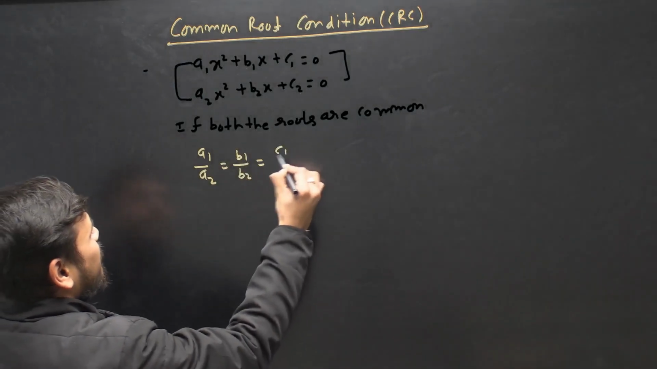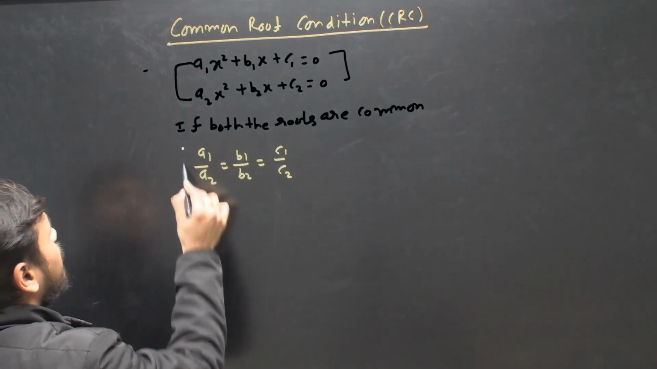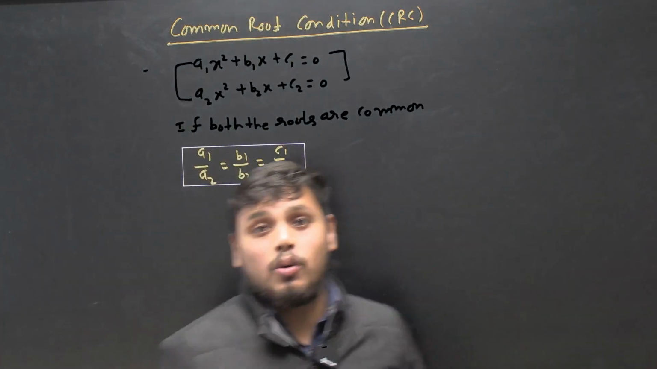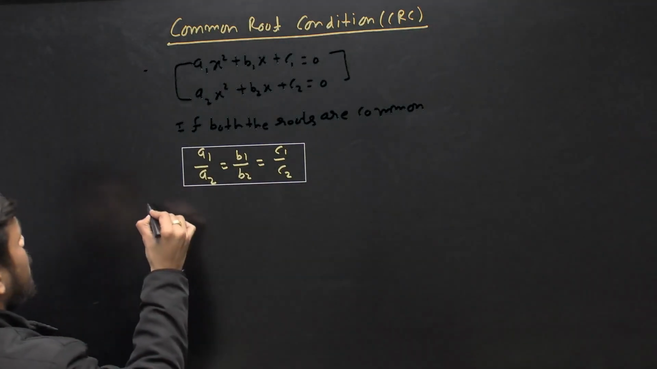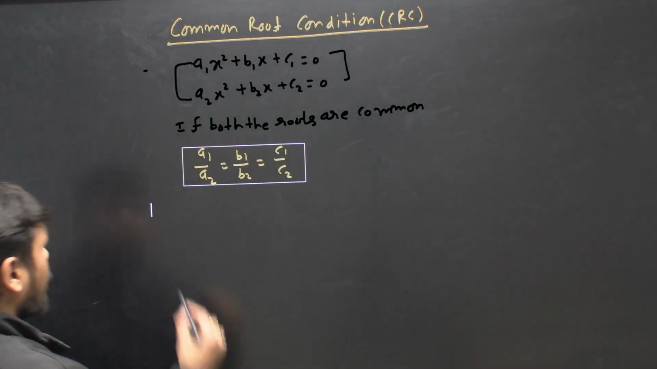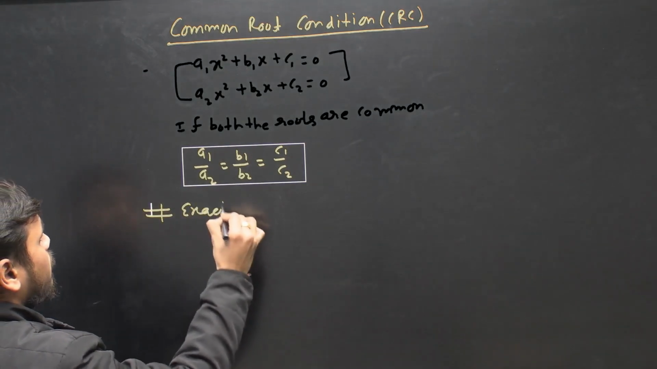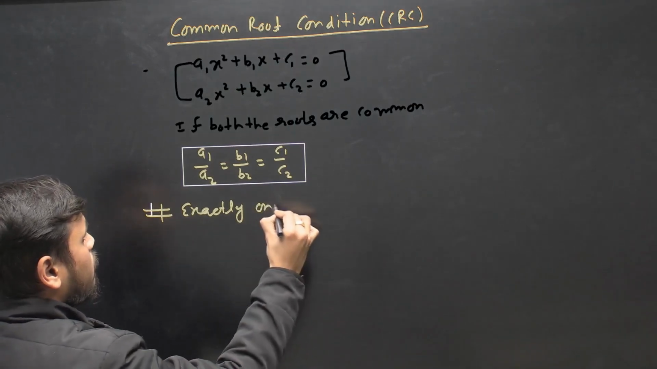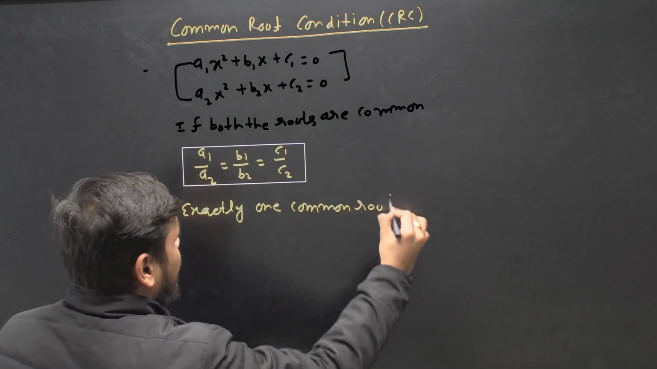And it is quite easy. We are not interested in this part as much. We are interested in finding the condition for a single common root. So now, what if exactly one root is common? Exactly one common root. Now we are interested in this part.